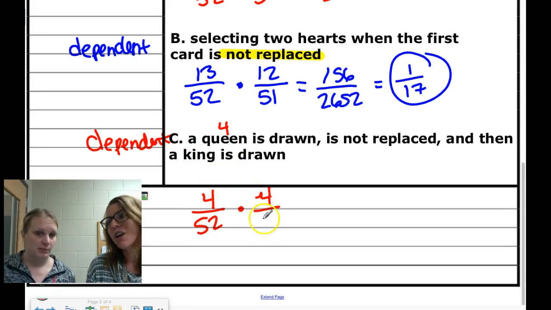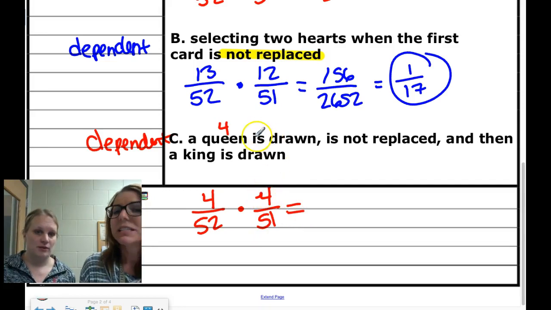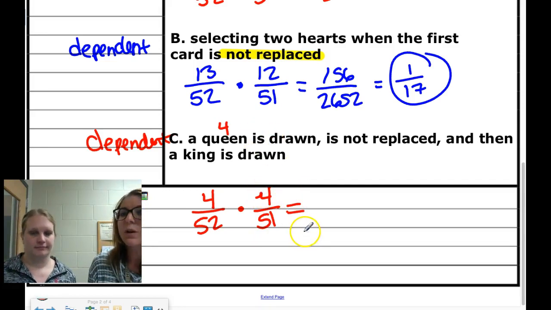We already took a card out. Back in, so now there's only 51. But the reason why the 4 is not a 3 is because we didn't take a king out. We didn't take a queen out. Right. We took a queen out and then a king.